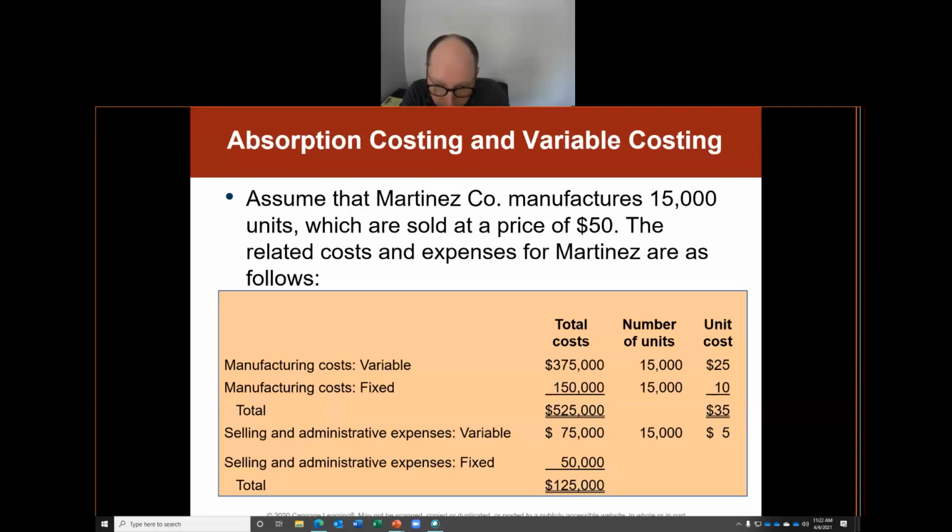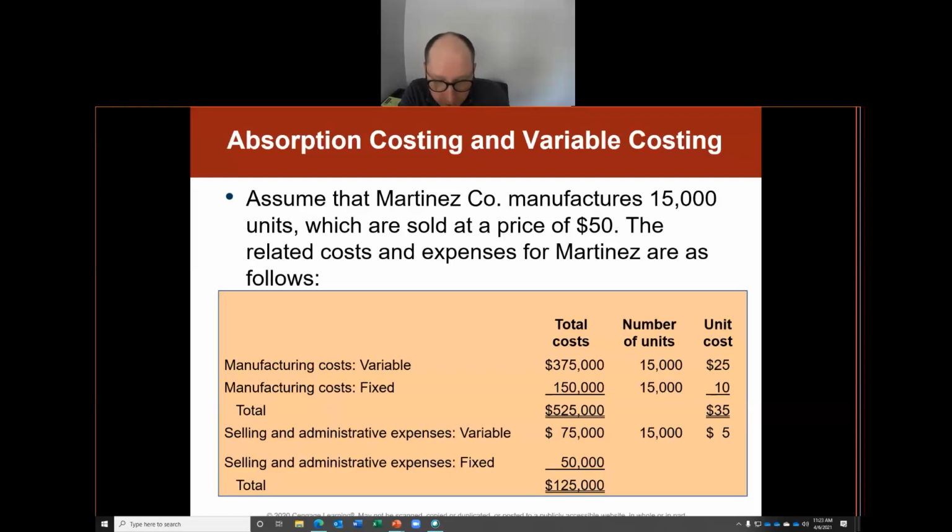We sold 15,000 units. That's pretty good. Our total costs for manufacturing are $525,000. We got that by adding our total variable cost and our total fixed cost for manufacturing. Our selling and administrative expenses that are variable are $75,000. We got that by taking $5 per unit of variable selling and administrative expenses times the 15,000 units that we sold.